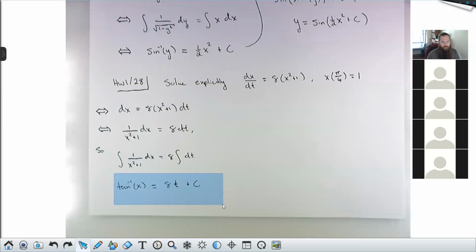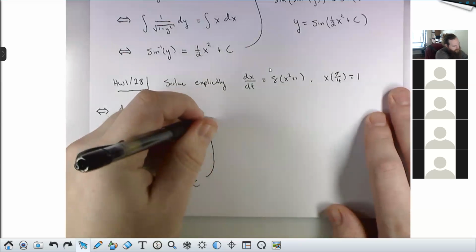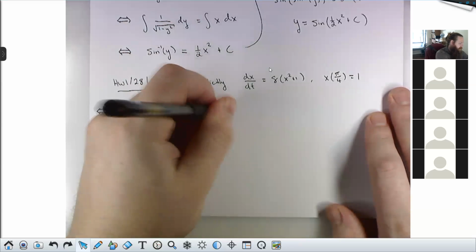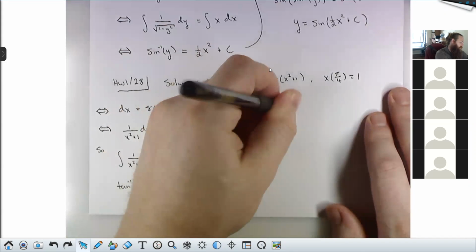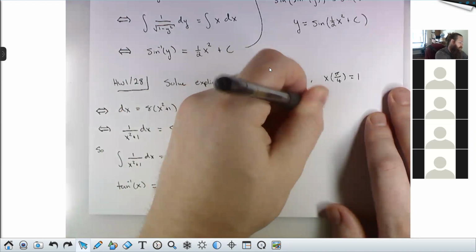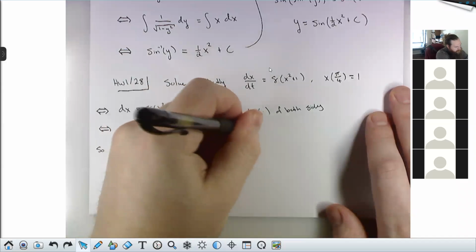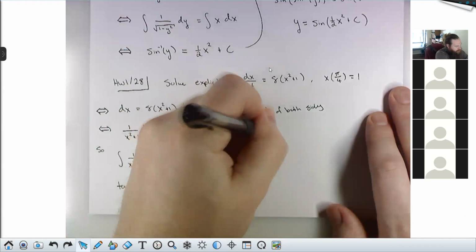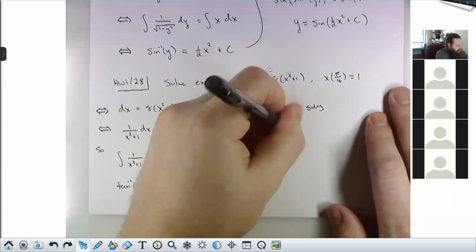This is again an implicit expression, and we've been told to find an explicit expression. So in the same fashion that we took sine of both sides last time, I will take tangent of both sides. I'm not going to write the in-between step here. What we're going to get is just that x is equal to the tangent of 8t plus c.